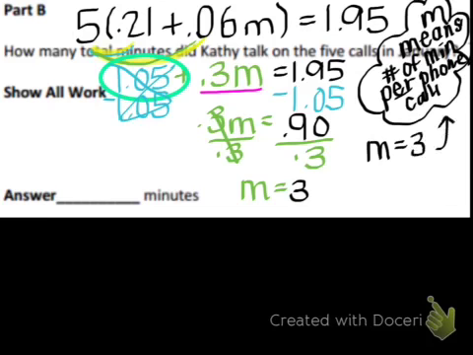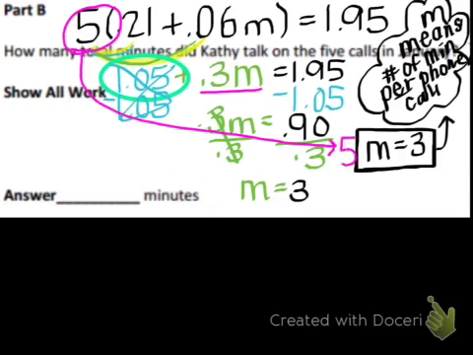But I want you to come back to what M means. M means the number of minutes per phone call. So if we spent 3 minutes per phone call and we had a total of 5 phone calls, to find the total number of minutes, we would need to multiply M times 5. So the complete answer is going to be 5 times 3, which is 15 minutes. So this answer is 15.